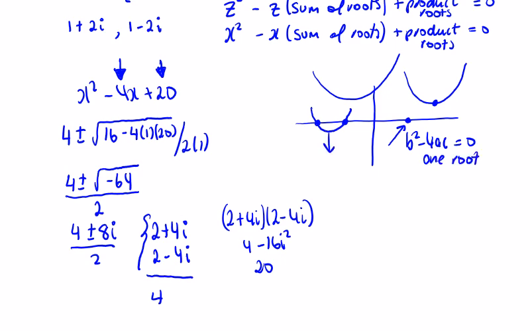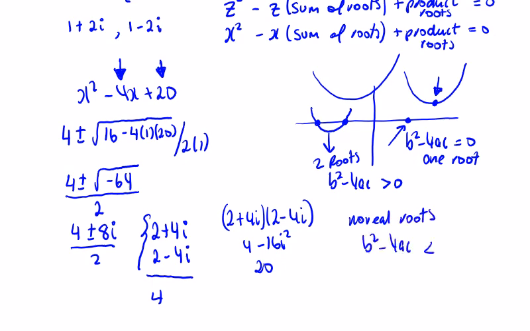For two roots, and these are two real roots, b squared minus 4ac is greater than 0. And then for no real roots, b squared minus 4ac is less than 0. And b squared minus 4ac, you've seen this in another video, is known as the discriminant. So just a little introduction to complex numbers.